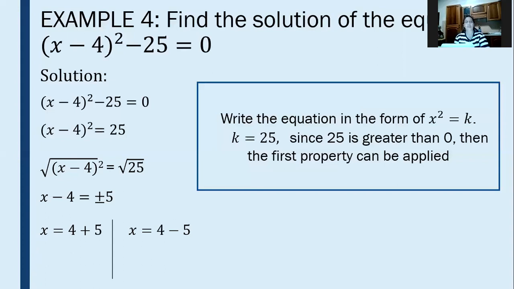x is equal to 4 plus 5. And the other one, x is equal to 4 minus 5. x sub 1 is equal to 9. x sub 2 is equal to negative 1. We have two real solutions or roots.